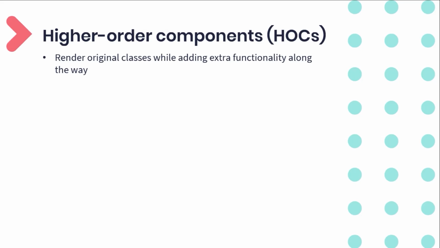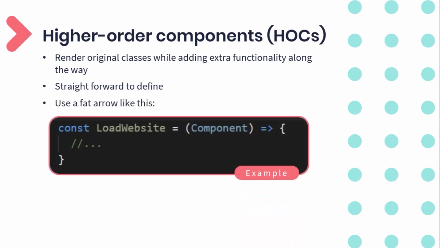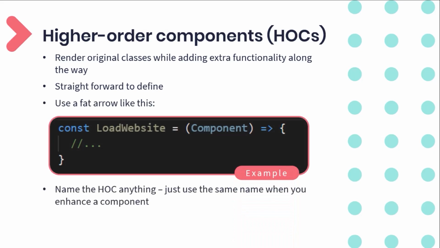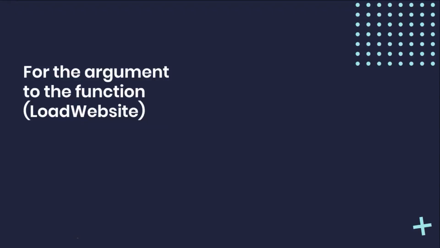Defining an HOC is pretty straightforward because it's only a function. We declare it with the fat arrow, like this. The name loadWebsite is arbitrary. We can name the HOC anything we'd like, as long as we use the same name when we enhance a component. The same is true for the argument to the function, loadWebsite. It's the original, not yet enhanced component.